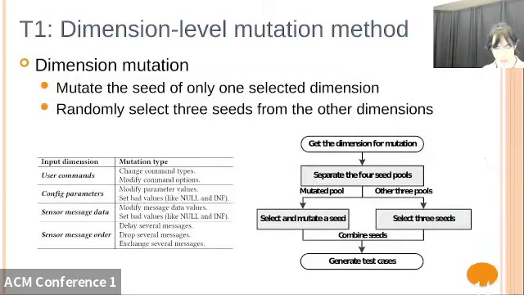For input mutation, our method just mutates the seed of only one selected dimension and selects three seeds from the other dimensions to combine these four seeds into one test case.